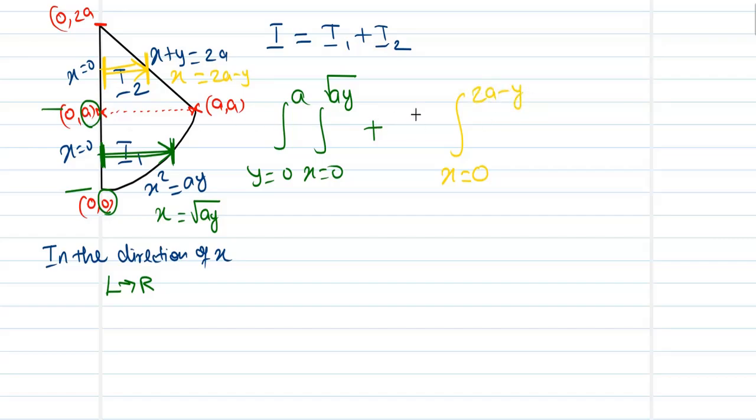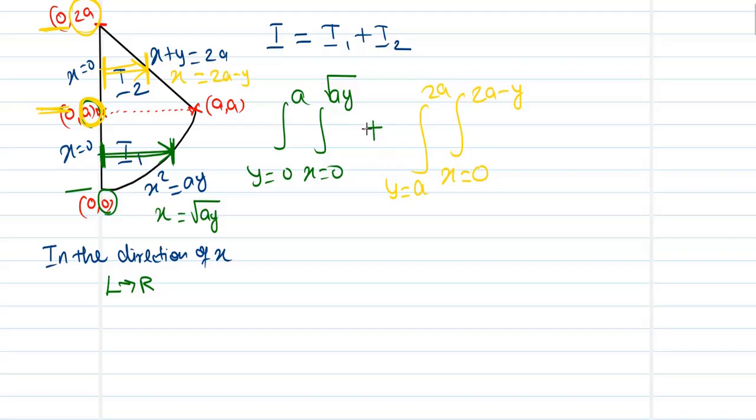And how about the limits of y? The limits of y for my second portion is from here to here. So when I move from here to here, the starting point of y is a and the ending point is going to be 2a. So y varies between a to 2a. Now we are ready for integration. Our limits have been obtained for our step 3.